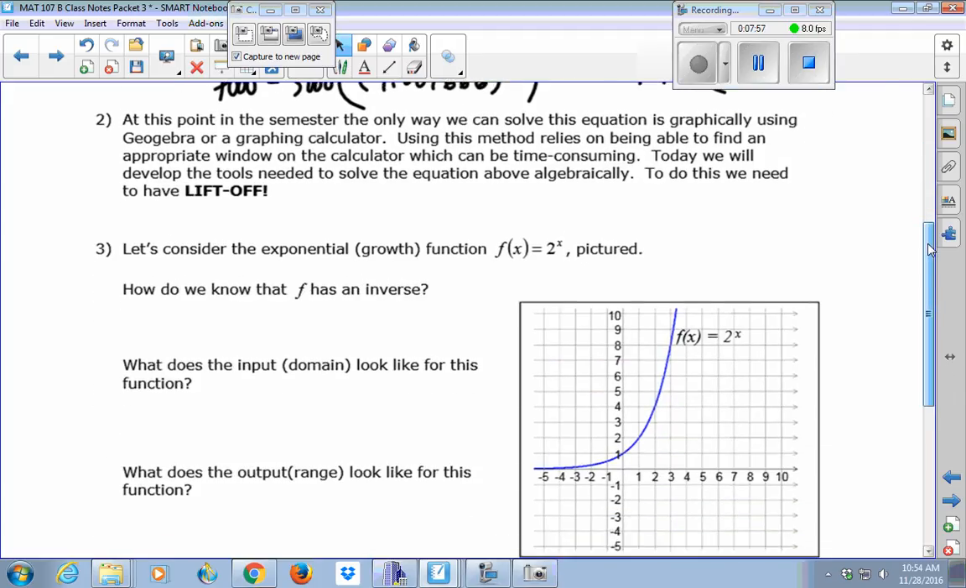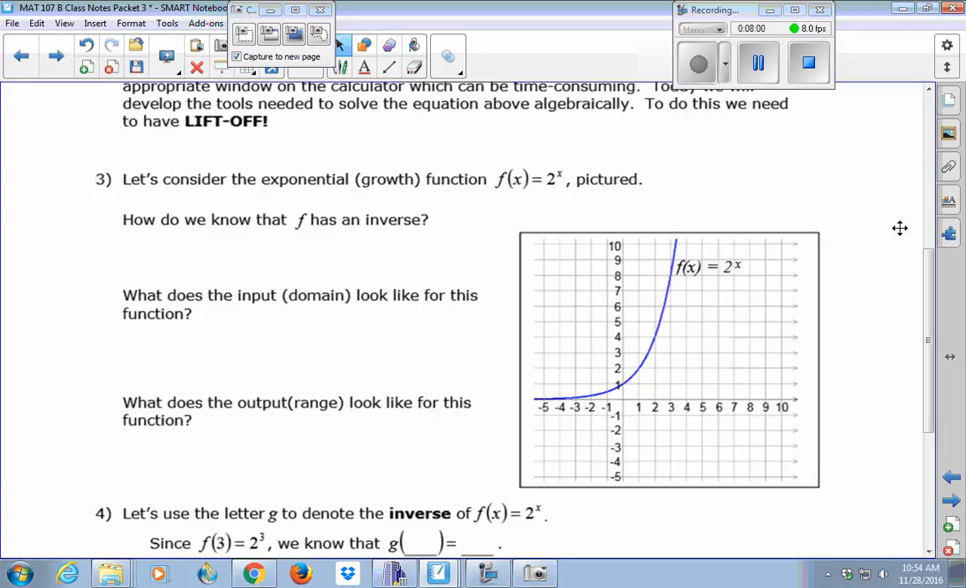Okay, liftoff, Houston. So let's consider one of our basic parent functions that's exponential, 2 to the x. I think we know a lot about 2 to the x. Here's a picture of it. So let's take a little quick review since we were on Thanksgiving break. How do we know that 2 to the x, the function f, has an inverse? What is it that tells us this has an inverse when we look at its graph? That's right, Nick. It passes the horizontal line test. So yes, it has an inverse because it passes the horizontal line test.